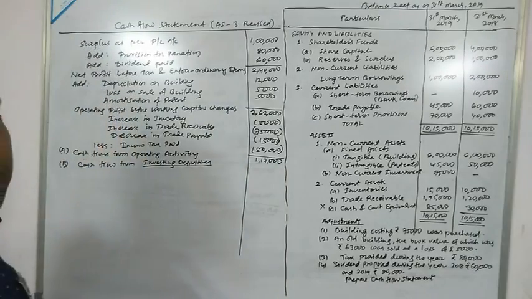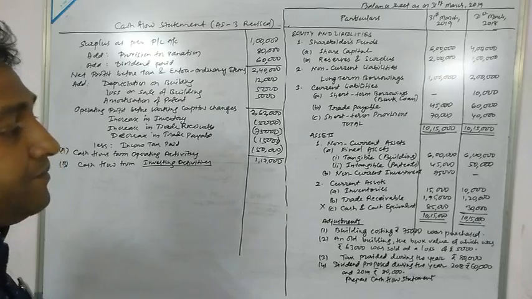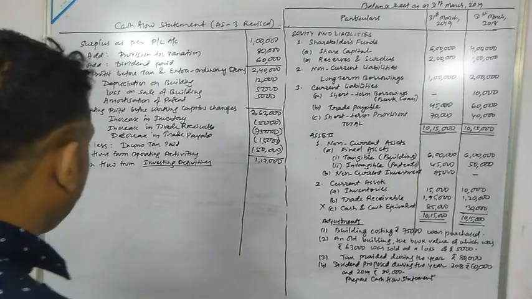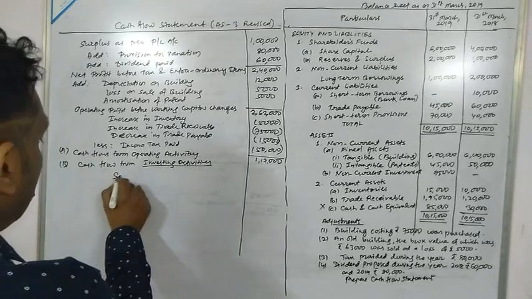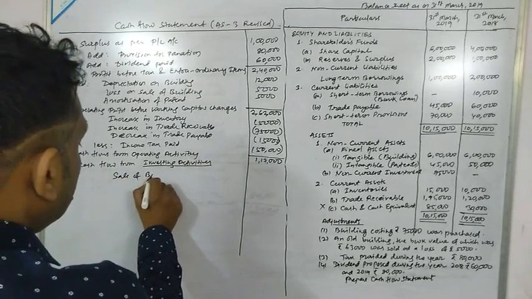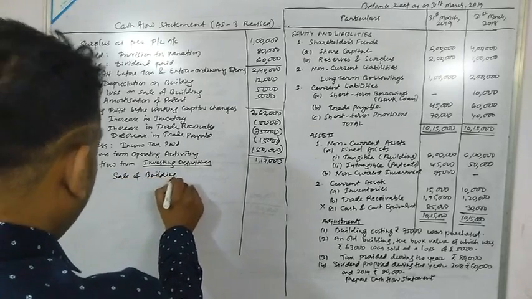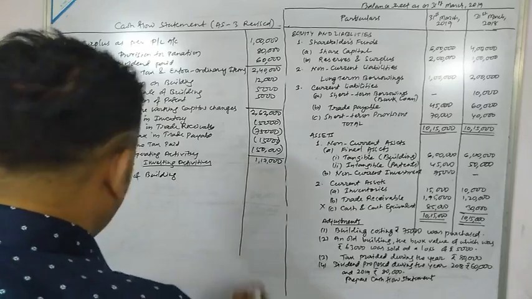We have already prepared the working note for the building account. So from there we can see the sale of building. We sold the building at a loss. So how much was the sale of building?